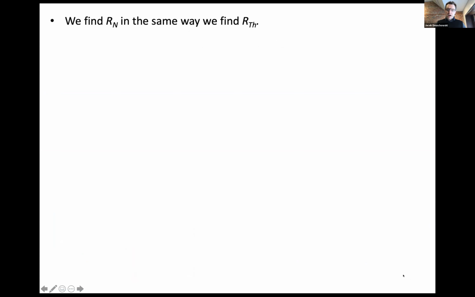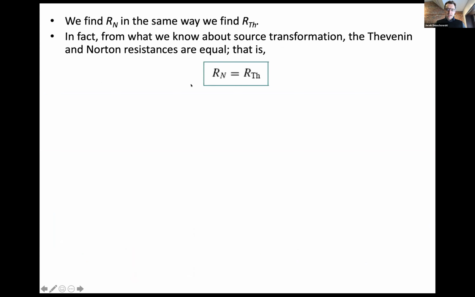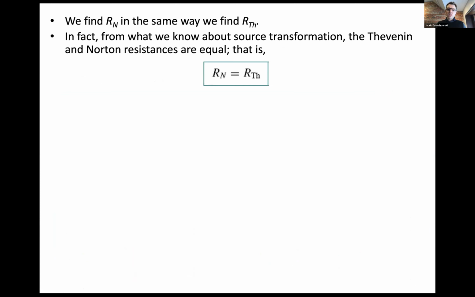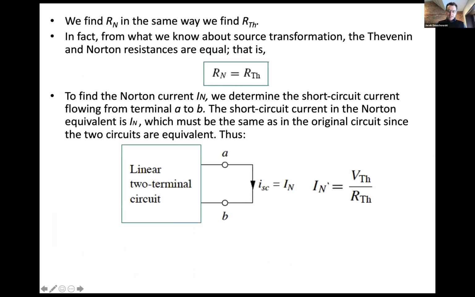Okay, so RN is found the same way as RTH. You disconnect your independent sources. So going back to this slide, you will disconnect all independent sources in the original circuit, and you'll figure out the equivalent impedance as viewed from terminals A and B, just the same as last class. The difference is how you compute the Norton current.